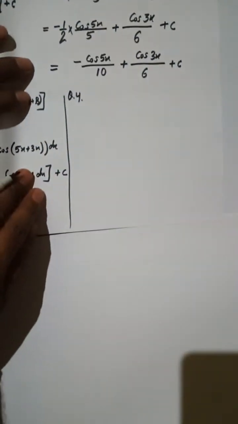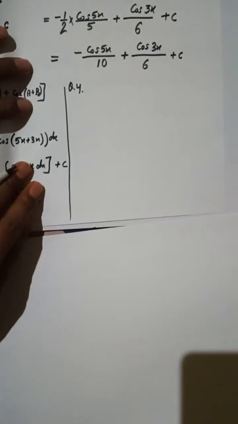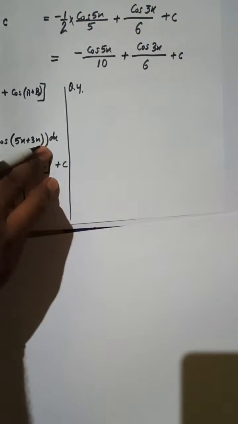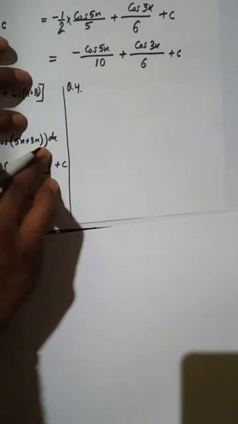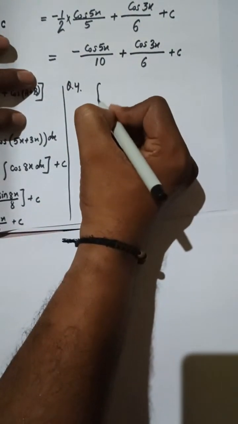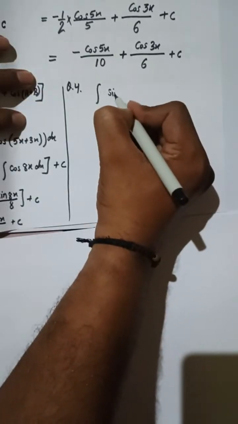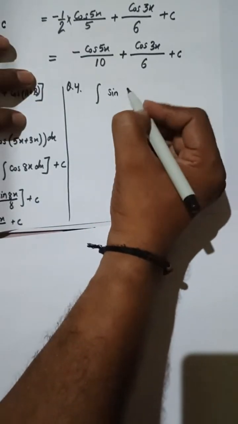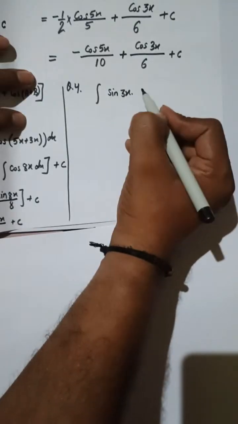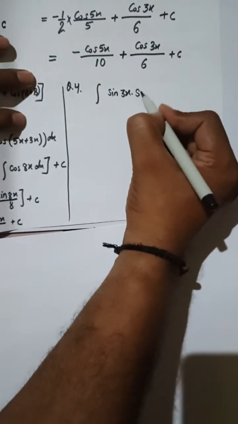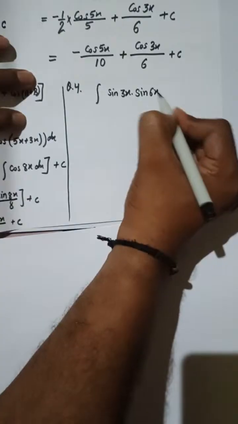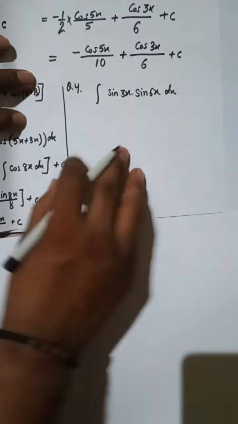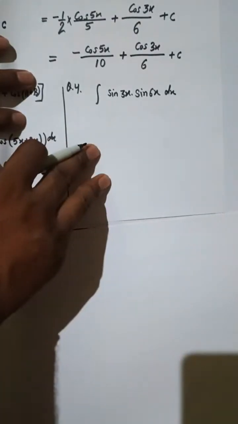Question number 10 I am taking. Sin 3x into sin 6x dx. Both are sine terms over here.